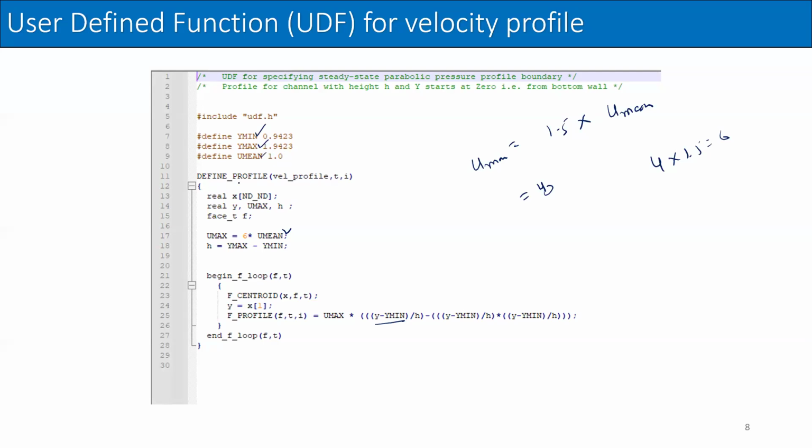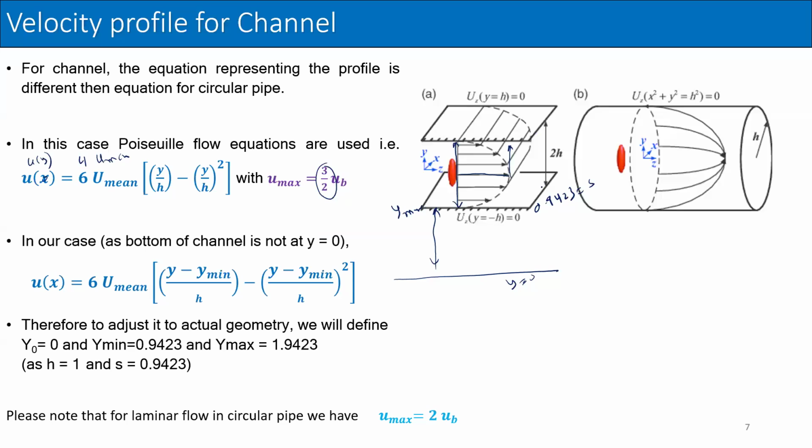This is the command for C for Fluent. So define profile, velocity profile, T and I. These are the arrays, these are the variables, and this is the phase on which I'm going to apply, that is going to be the inlet phase. You can apply on any phase. If you attach to any phase, that will be that phase. And h is equal to y maximum minus y minimum. So here, instead of 2h, we converted this into the single h.